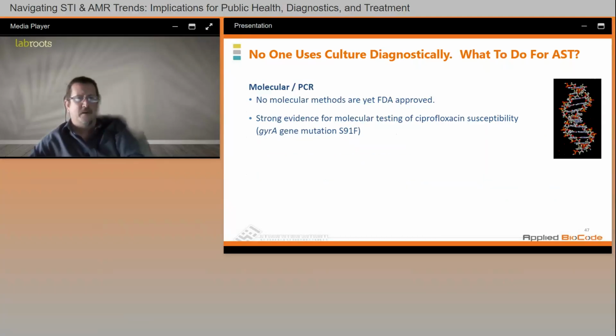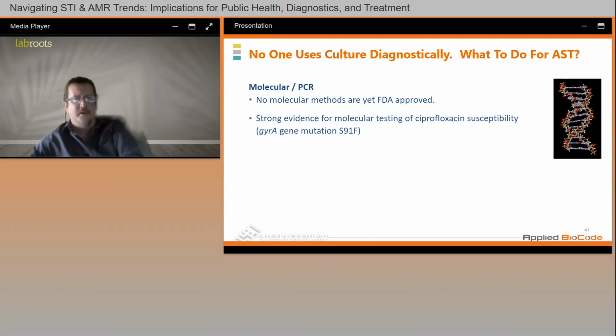From the molecular testing perspective, there are no FDA cleared molecular tests to ascertain resistance. So while we're going to talk about this, keep in mind these aren't FDA cleared. In terms of what drugs we can make good predictions for from the molecular perspective, ciprofloxacin, that is a fluoroquinolone, is really the best choice. And I'll get into this in a minute why.